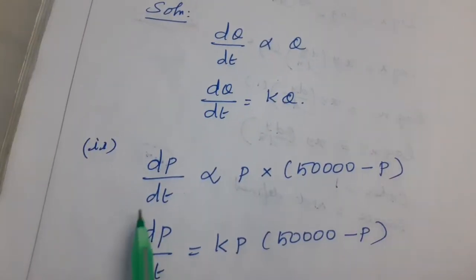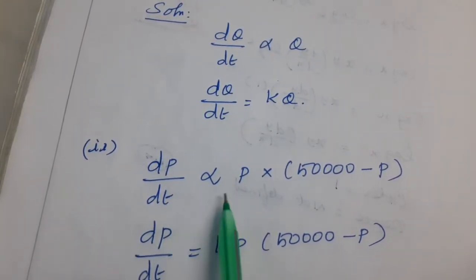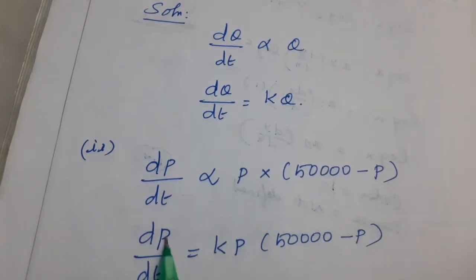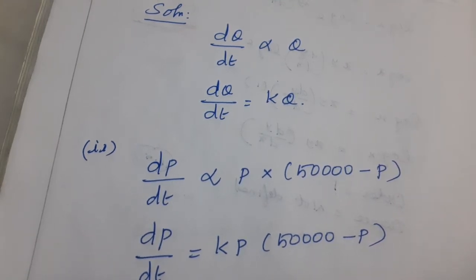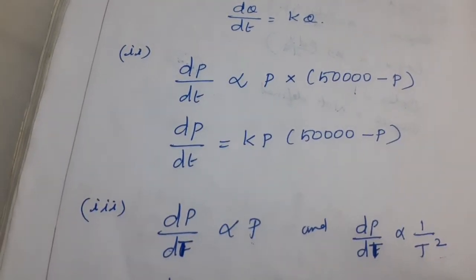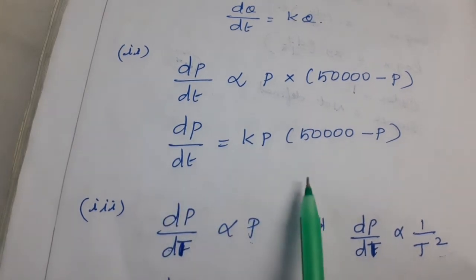Second one, dp by dt is directly proportional to P into 50,000 minus P. That is dp by dt equals K P into 50,000 minus P. Go through these questions in your book itself. Given the physical statement, write it in differential form. So go through the question in the book itself.